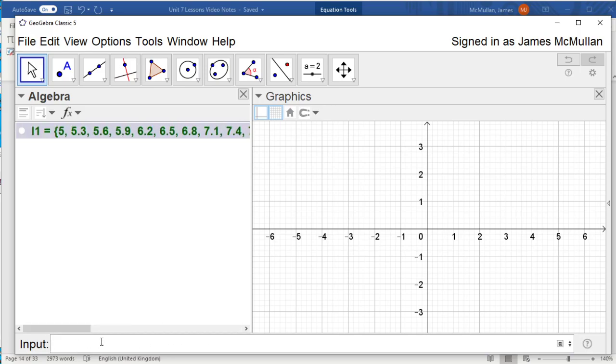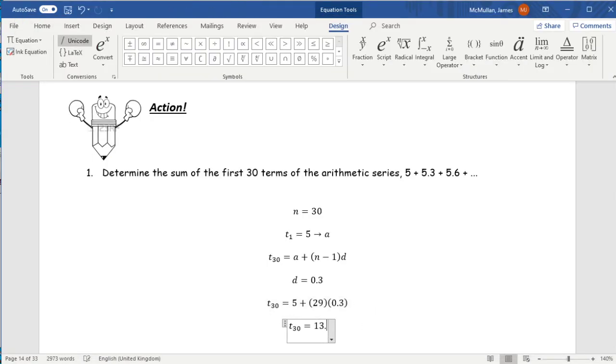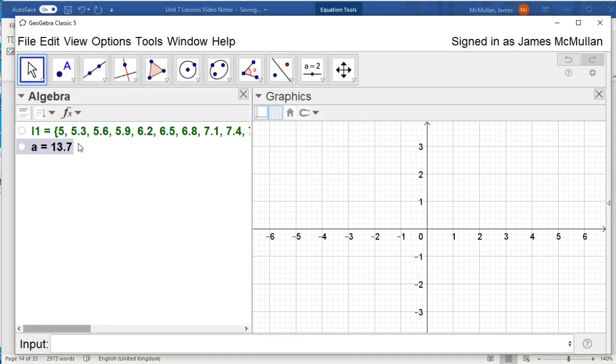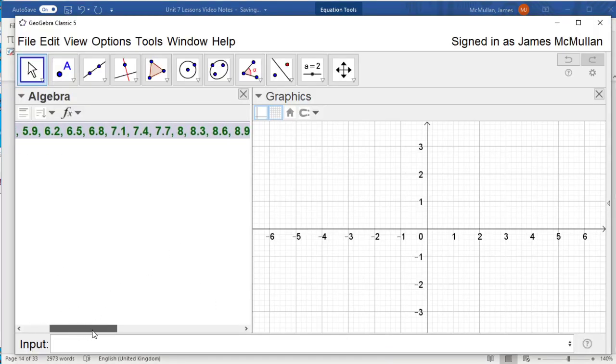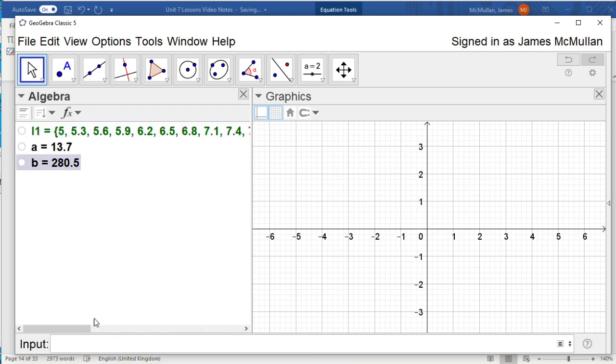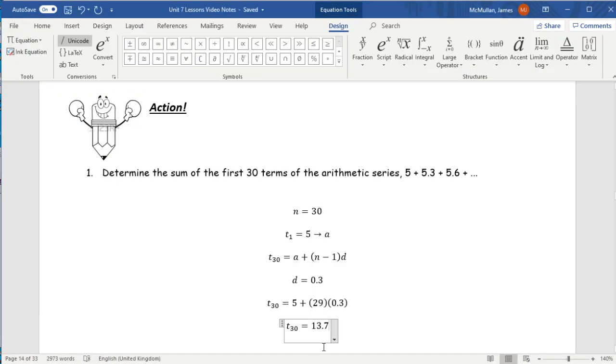So let's figure out what the 30th term is. We said it was 5 plus 29 times 0.3. The final term is 13.7. Now you can see I've written all the numbers here, 5 counting up by 0.3s all the way to 13.7. So I can just say sum L1, and if I actually manually added up all these numbers, I get 280.5.